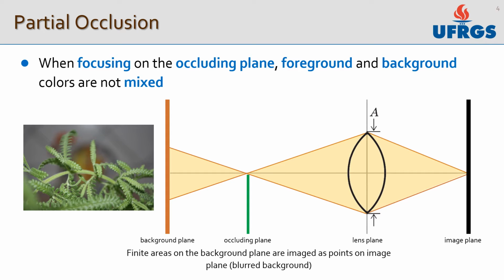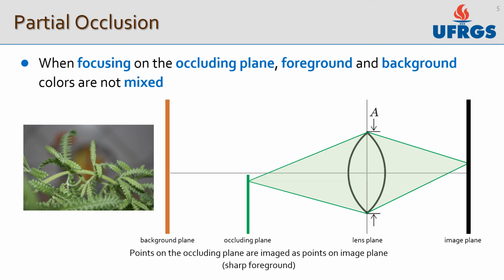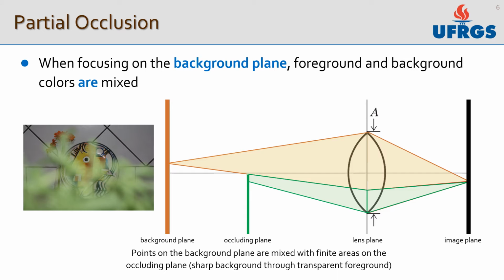Here we have a sideways diagram of the plant and wall picture. When focusing on the plant, rays emerging from a finite area of the background converge to a single point on the retina, or image plane, causing the wall to appear blurry. At the same time, rays emerging from a single point on the plant converge to a single point on the retina, causing the foreground to look sharp. However, when focusing on the background, we have a different situation. A single point on the background together with a bunch of rays from a finite area on the occluding plane will be mixed into a single point on the image plane, causing the see-through effect.